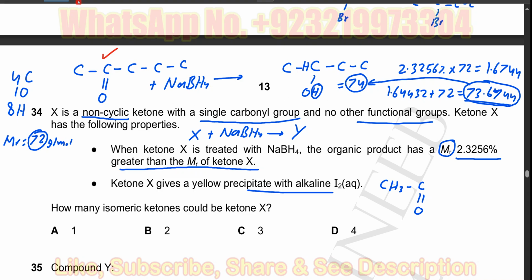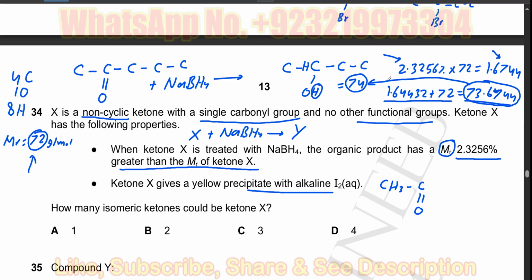Okay, so what happens here is that if you multiply this value of the 72 gram of the original ketone with this value, the percentage, which is actually the increased value, you get 1.6744. This 1.6744 must be added to the original 72 value of the ketone, and you get 73.67.